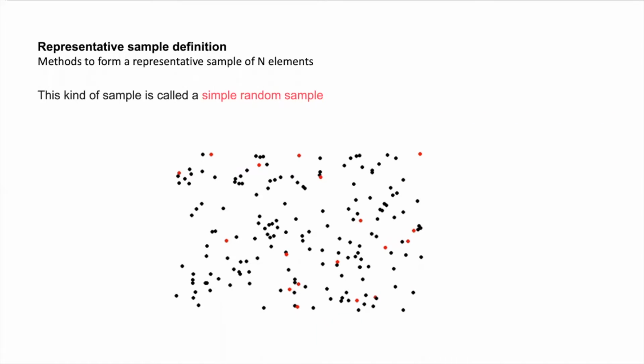Hi there! Today we're going to speak about the representative sample definition. There are some methods to form a representative sample of n elements. Like in our previous example, we can just randomly pick up n elements from the statistical population. Go back to our example with the average height.